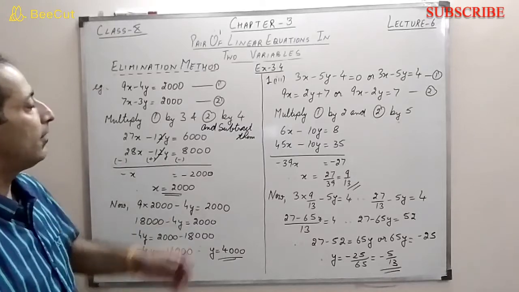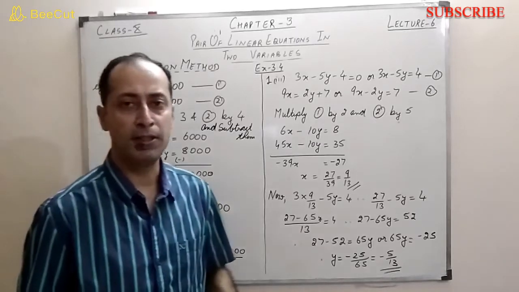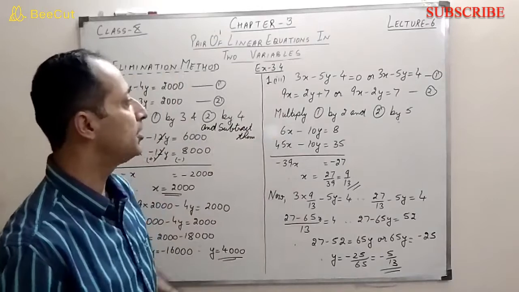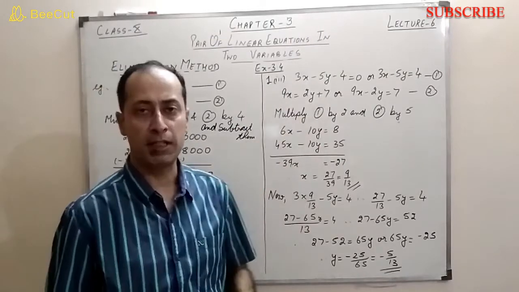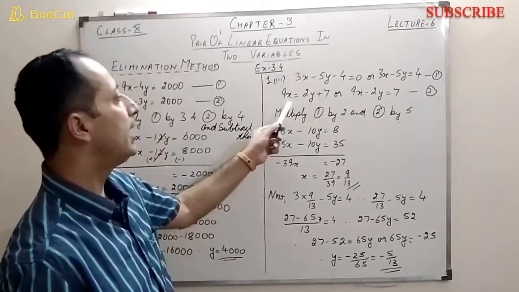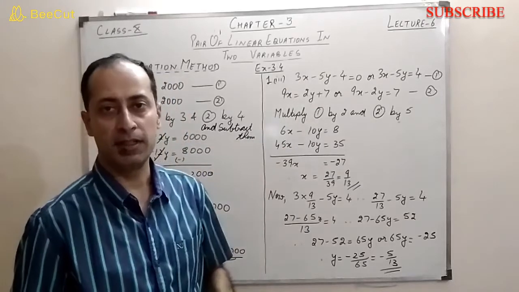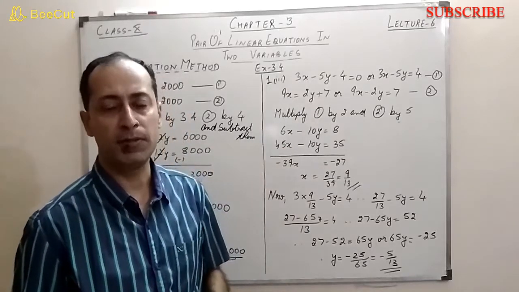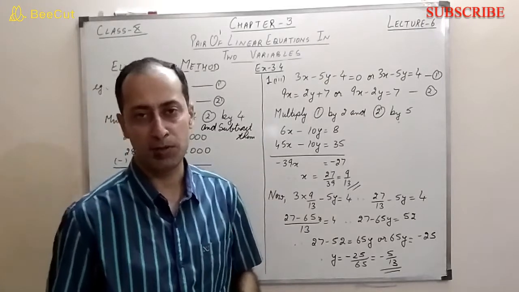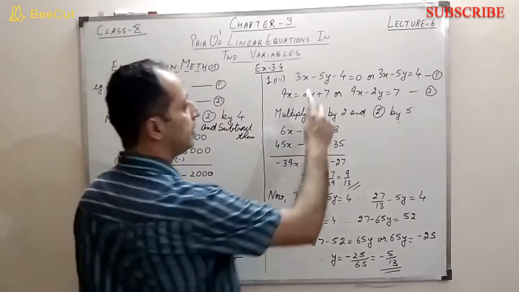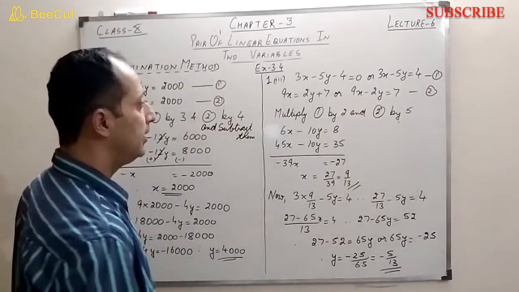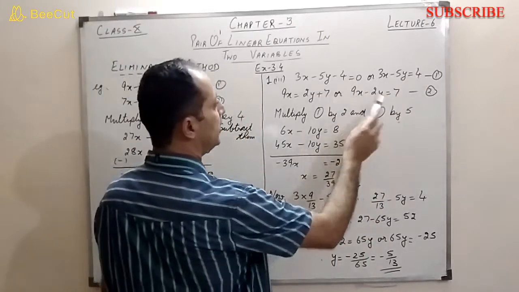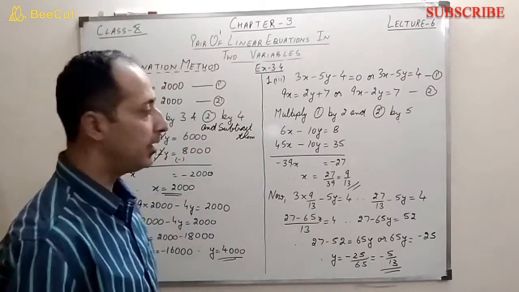Now I have taken one part of the first question of exercise 3.4, that is the third part of the first question. The equations are given as 3x minus 5y minus 4 equals 0 and 9x equals 2y plus 7. The first step is to write in the general form, that is ax plus by equals c. So I have written 3x minus 5y equals 4, right? And the second one as 9x minus 2y equals 7, right?